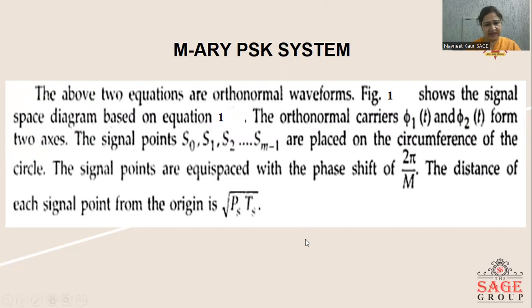Now, here we can see that these two terms are orthonormal waveforms. And these orthonormal carriers form two axes whenever we place them in signal space. Now, the signal points are placed on the circumference of the circle. This will be shown in the figure in the next slide.